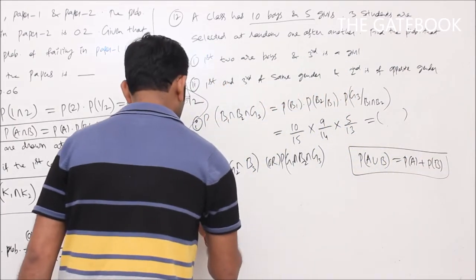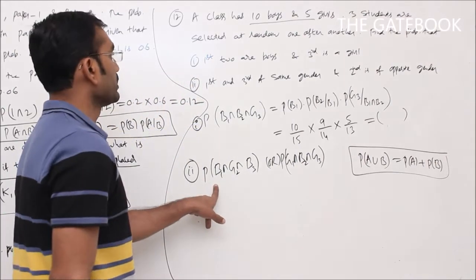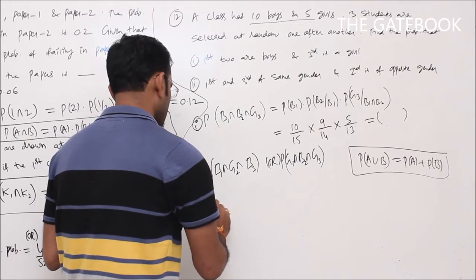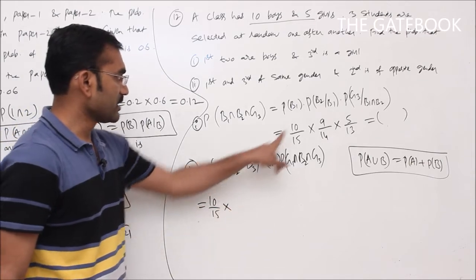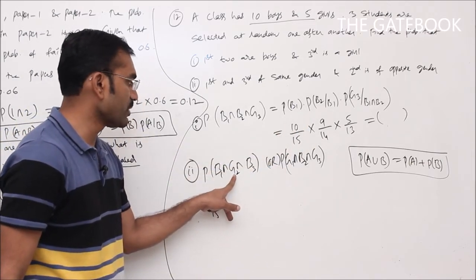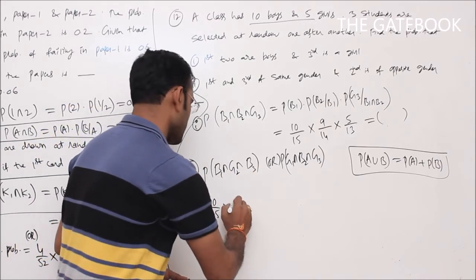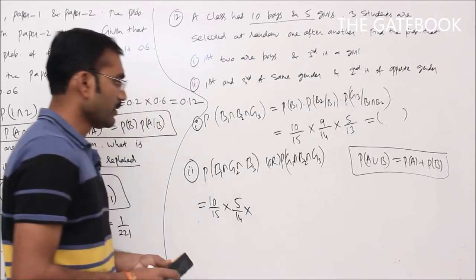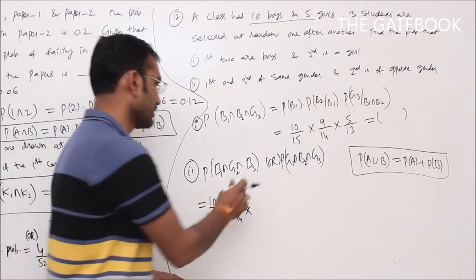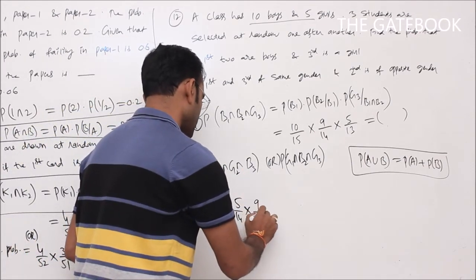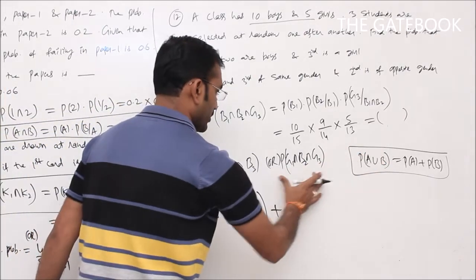So I can write that this is equal to: what is the probability of this one here? Probability of selecting a boy here. Selecting a boy means you will get 10 here, 10 by total number of students 15, into, next applying the same formula, we will get P of G2 given B1. So the probability of selecting a girl is 5 by 14, into P of B3 given B1 intersection G2, that is selecting a boy here. Already one boy is gone, so 9 by 13, plus this is a part.